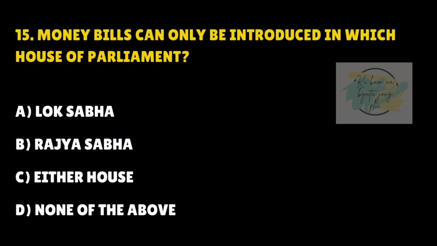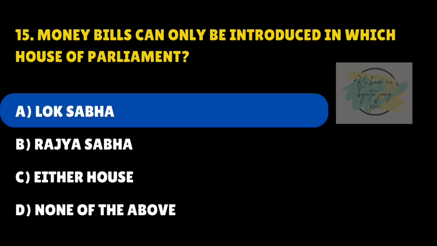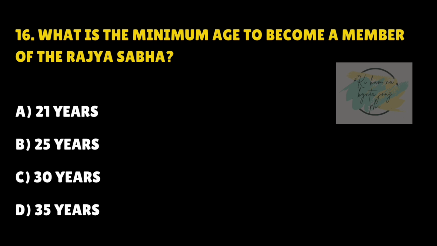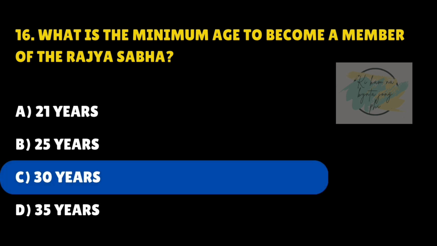Money bills can only be introduced in which house of the Parliament? Answer is A. Lok Sabha. What is the minimum age to become a member of the Rajya Sabha? Answer is C. 30 years.